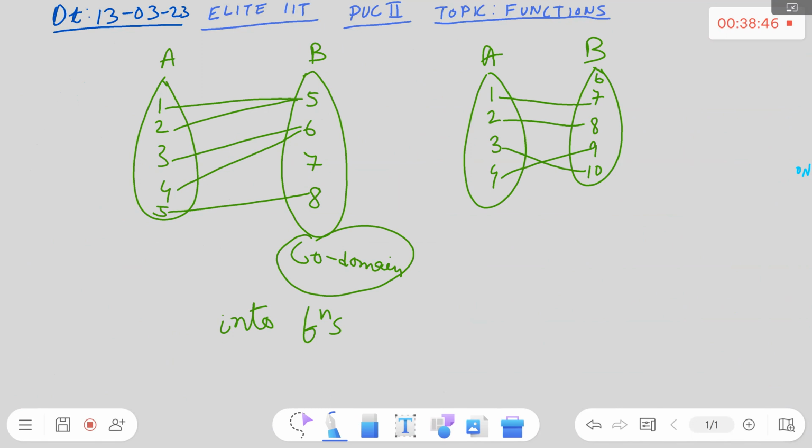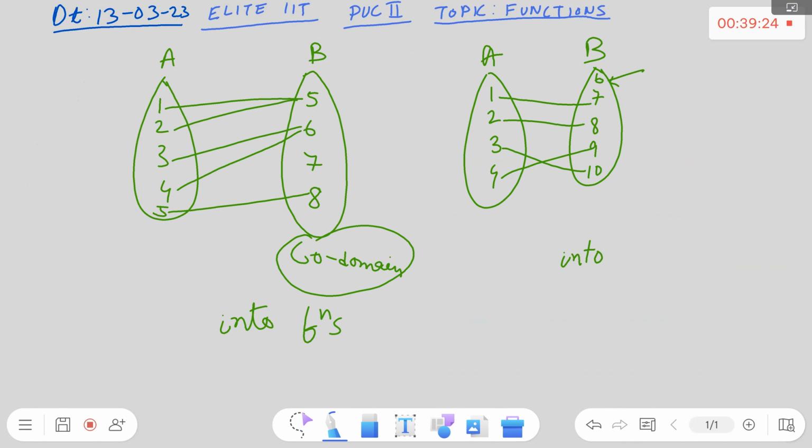Now see, is this an into function? Yes, sir. Why is it an into function? Because this element 6 does not have a pre-image. It satisfies the definition of being a function, isn't it? Each and every element of the domain set has an image, and all those images are unique. Now see, if you can look very carefully, these are 2 different types of into functions, isn't it?